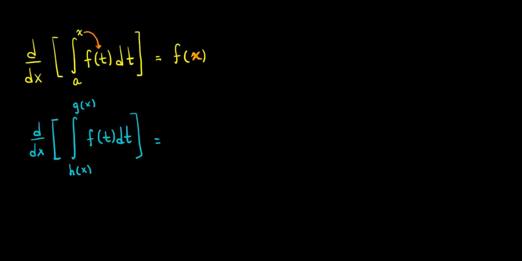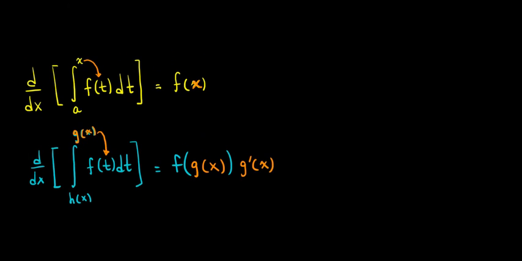Well, we do exactly the same thing that we did above in the previous example. I take my upper limit, g of x, and I substitute it into my function so that I have f of, now what did I just substitute? Well, I'm plugging in this g of x. But you've got to remember the chain rule here. I have to multiply by the derivative of what I just substituted into my function. So the derivative of g is simply g prime of x.